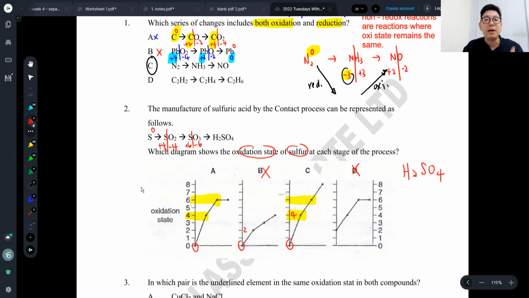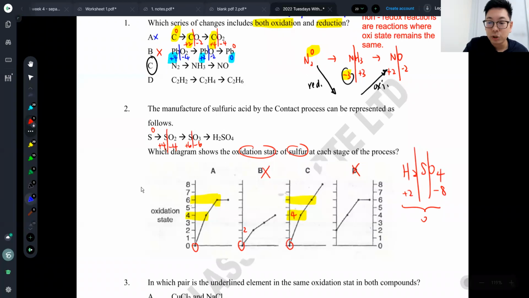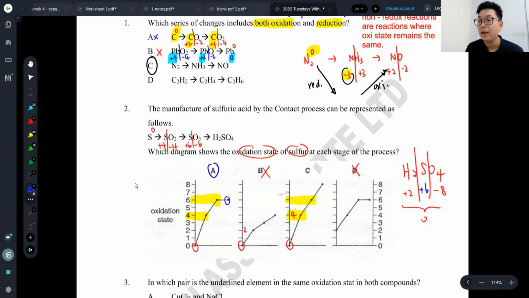H2SO4. Split the substance into elements. Fill in oxygen and hydrogen first. It doesn't matter if it's H or O. Minus 2 times 4, minus 8. Hydrogen is plus 1, so plus 1 times 2, plus 2. Overall 0. What is left? Plus 6. That's it. All right, same thing.